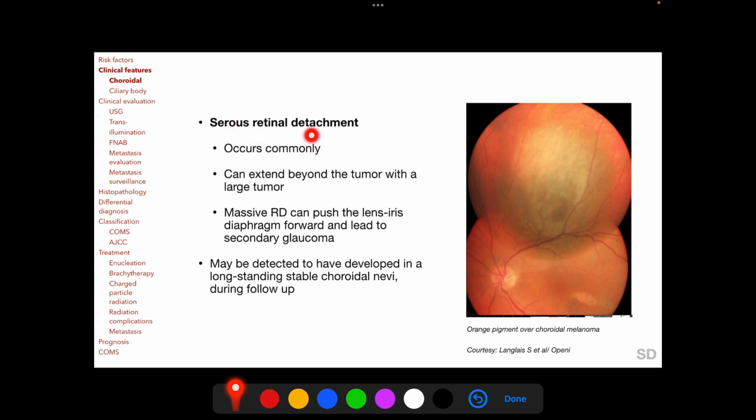Serous retinal detachment occurs commonly with choroidal melanomas and can extend beyond the tumor, particularly with a larger choroidal melanoma. A massive serous retinal detachment can push the lens iris diaphragm forward and lead to secondary glaucoma. What is important to understand is that during follow-up, a long-standing stable choroidal nevus may be detected to have developed these surface features, suggesting malignant transformation of that lesion.